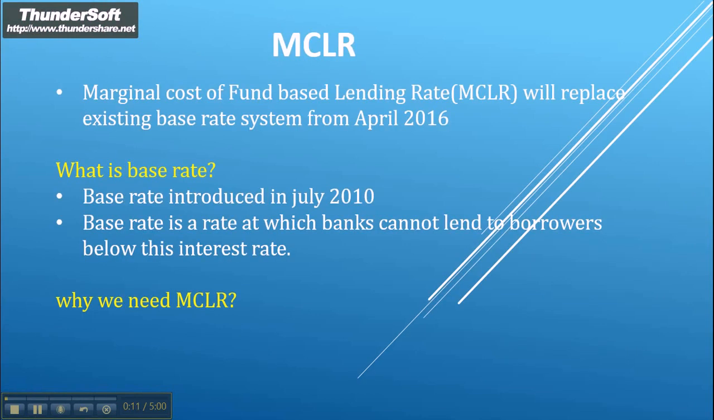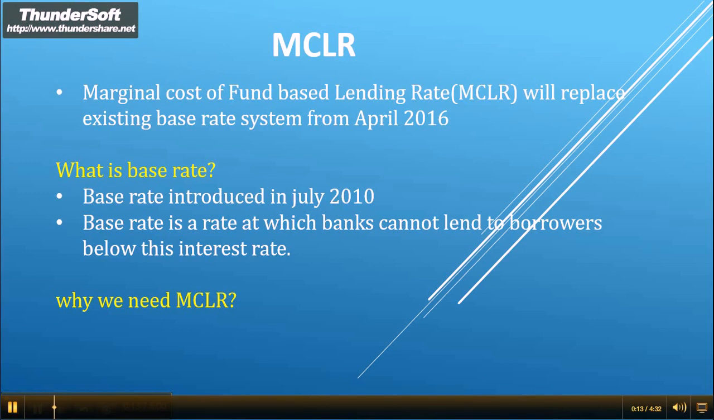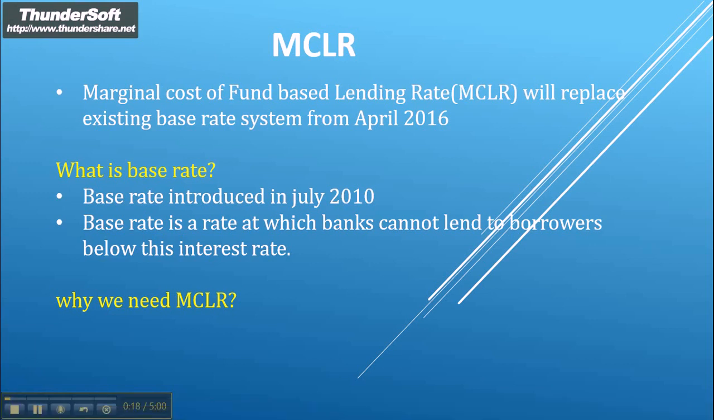Today we are going to learn about MCLR. So what is MCLR? MCLR is the Marginal Cost of Funds based Lending Rate. It replaced the existing base rate, so we have to know what the base rate is. The base rate was introduced in July 2010. It is a rate below which banks cannot lend to borrowers. So we already have a base rate, then why do we need MCLR?